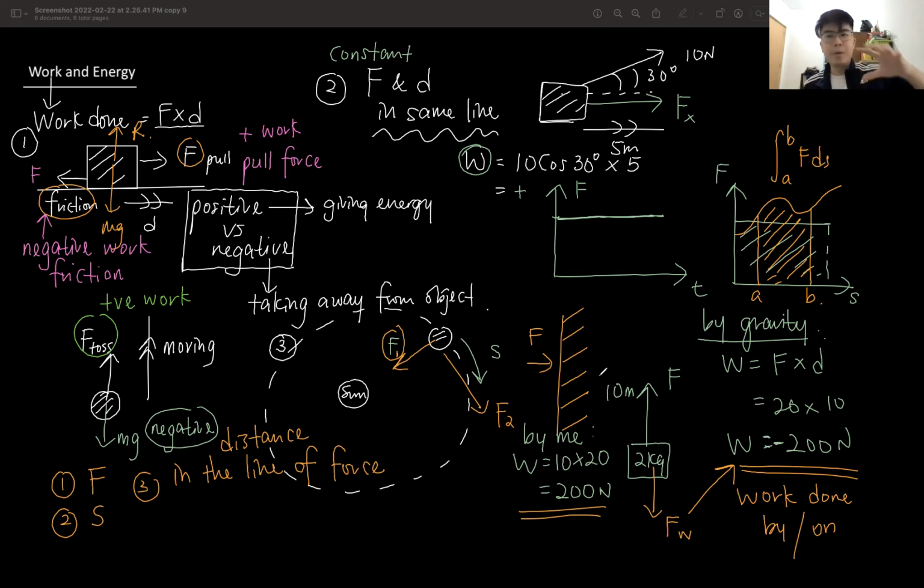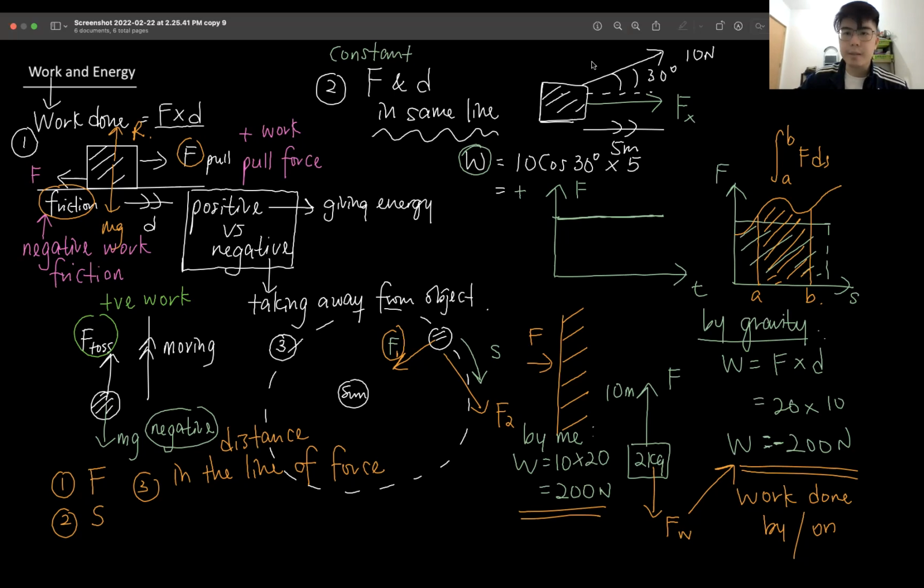Okay, in the example of a moving car, the car is moving and then the brakes are applied to stop it. Work is done by the braking force, and the work is done on the car. In the case where the car accelerates, work is done by the engine force, and work is done on the car. Okay, so there's a difference, by and on. Right, we go to the next slide.